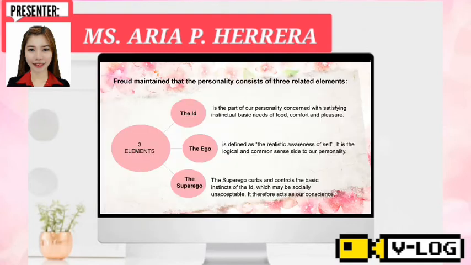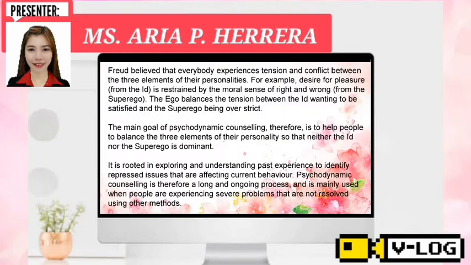Freud maintained that the personality consists of three related elements. Do you remember that? The id, the ego, and the superego. Okay, let's recall it. The id is the part of our personality concerned with satisfying instinctual basic needs of food, comfort, and pleasure. While the ego is defined as the realistic awareness of self, the logical and common sense side of our personality. And the third one is the superego. The superego curbs and controls the basic instincts of the id, which may not be social and acceptable. It therefore acts as our conscience.